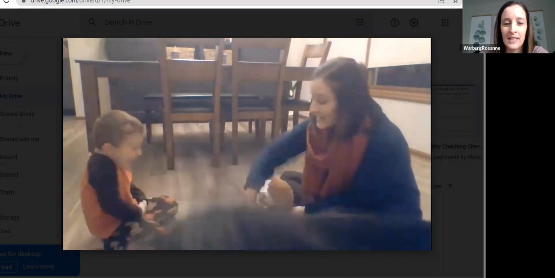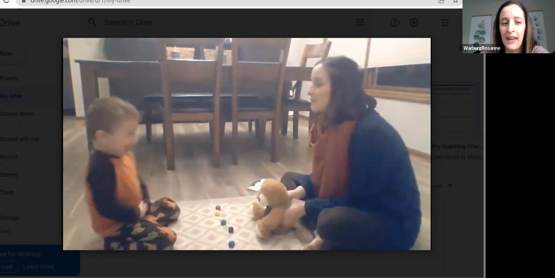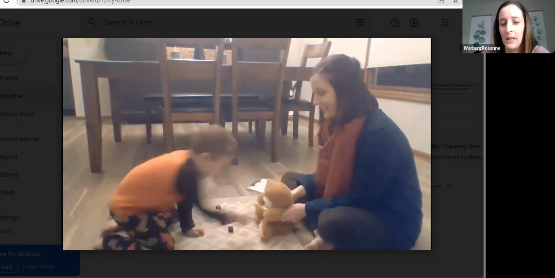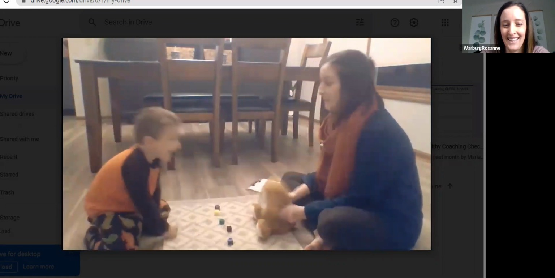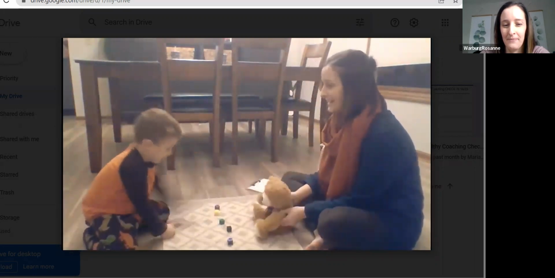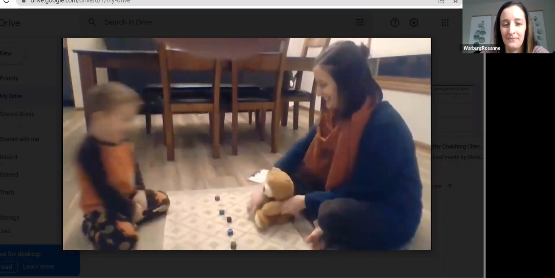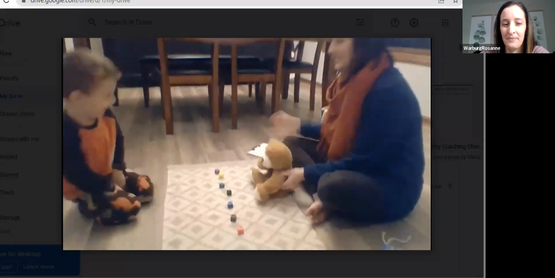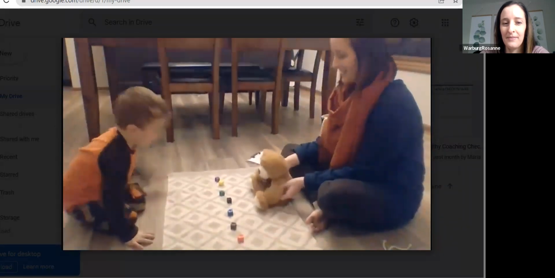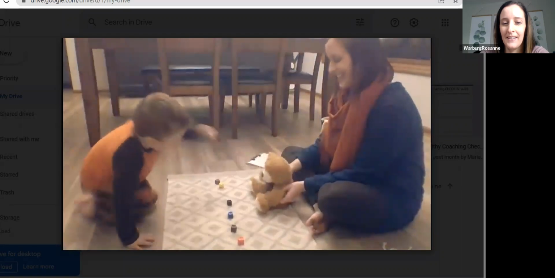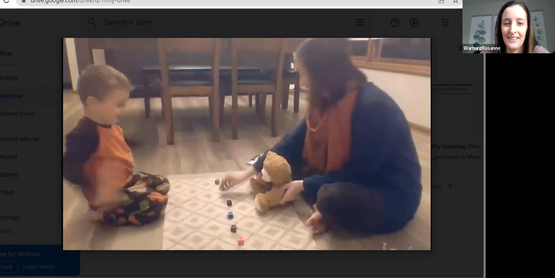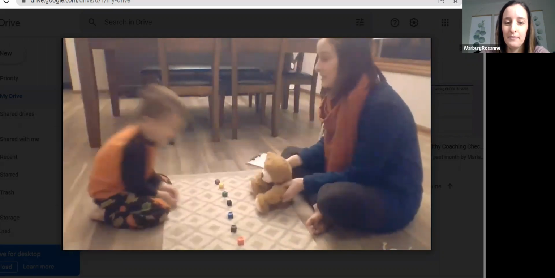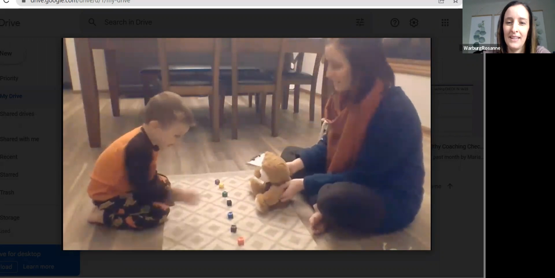Mr. Teddy Bear is asking Solly to give him different colors of blocks. Solly, color block. B block. Q. Q. Solly, please give me the black block.